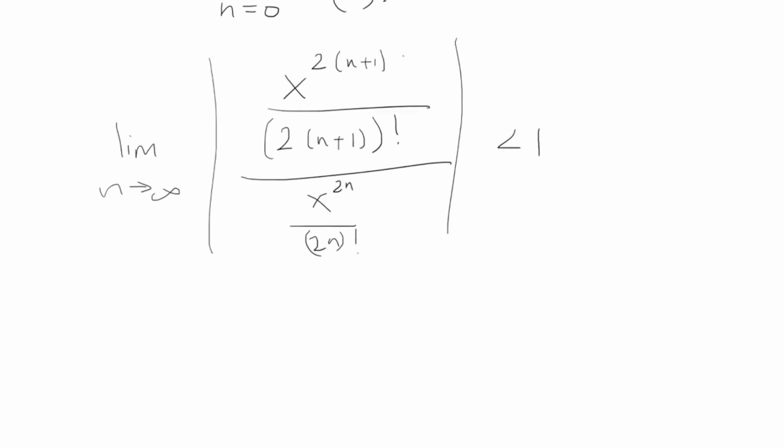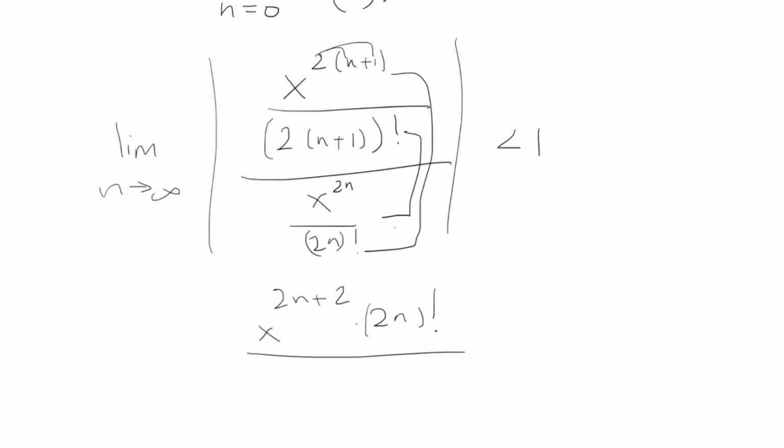Okay, so I'm going to distribute out the 2 here. That's going to be 2n plus 2. That's x. And I'm going to multiply that by 2n factorial. That's going to be over these two multiplied. So I'm going to choose to do x to the 2n first to line it up. And then I have to distribute this 2. So that's going to be 2n plus 2 factorial. And then we have the limit as n approaches infinity. And we want this to be less than 1.